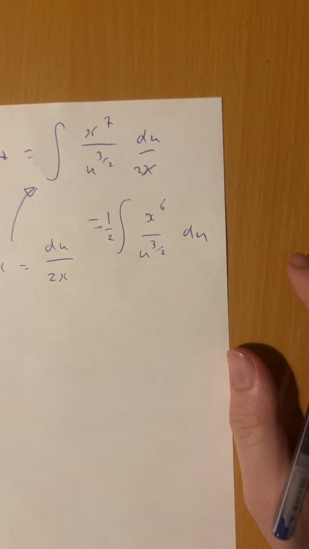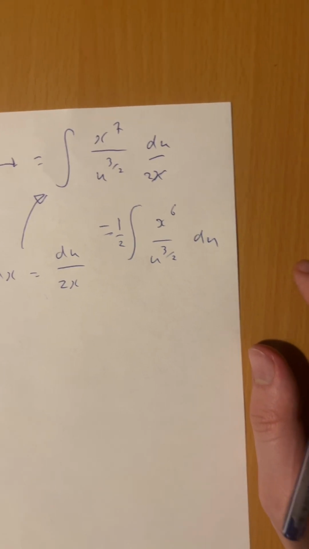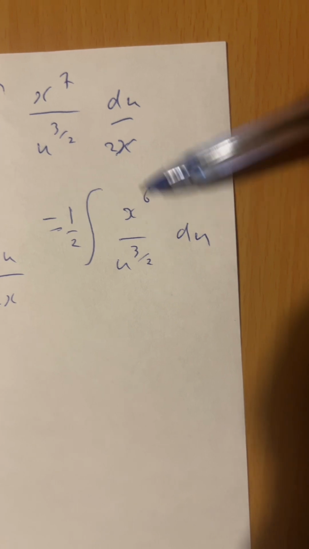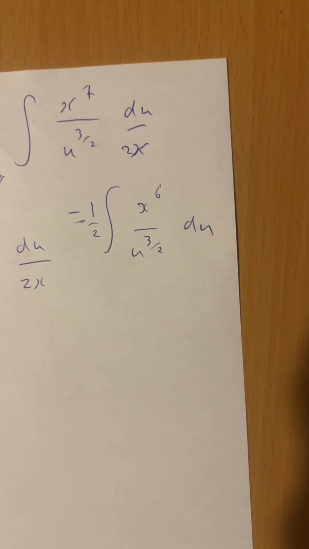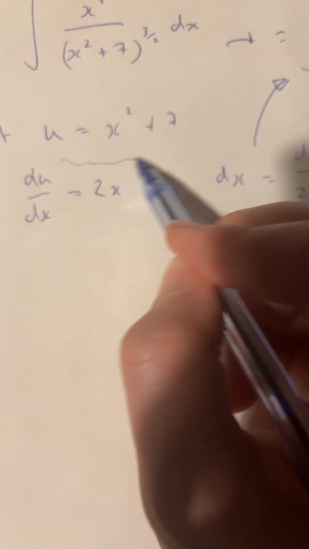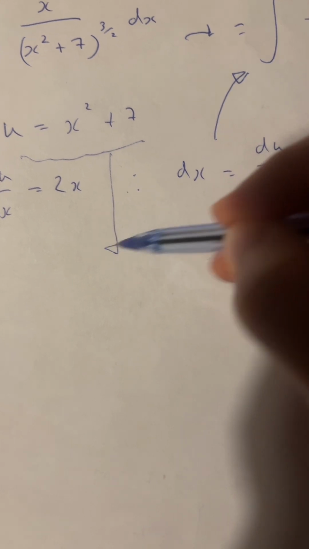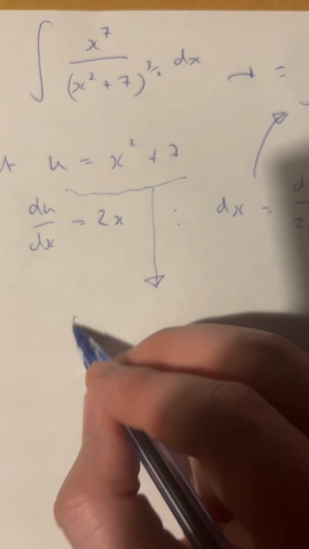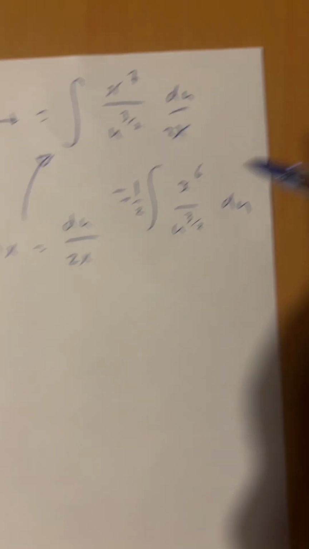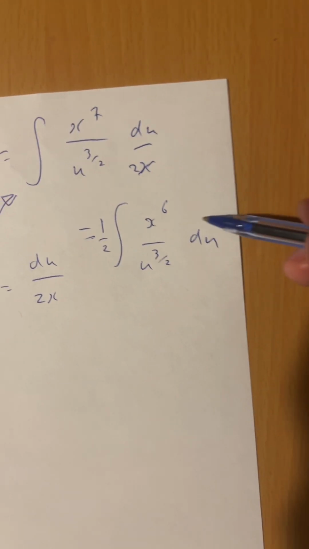Now again, we run into the same issue as before, where we're integrating with respect to u, but we still have this x variable inside the integrand. So what we need to do is go back to the substitution formula that we used before, and come up with a formula in terms of u for x to the power of 6. So what we want to do then, take away 7 on both sides: u minus 7 is equal to x squared. I need a formula for x to the power of 6.